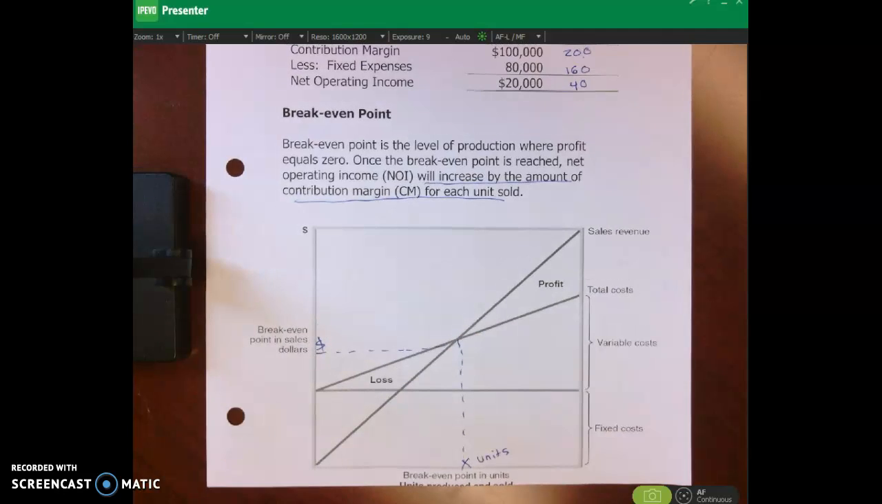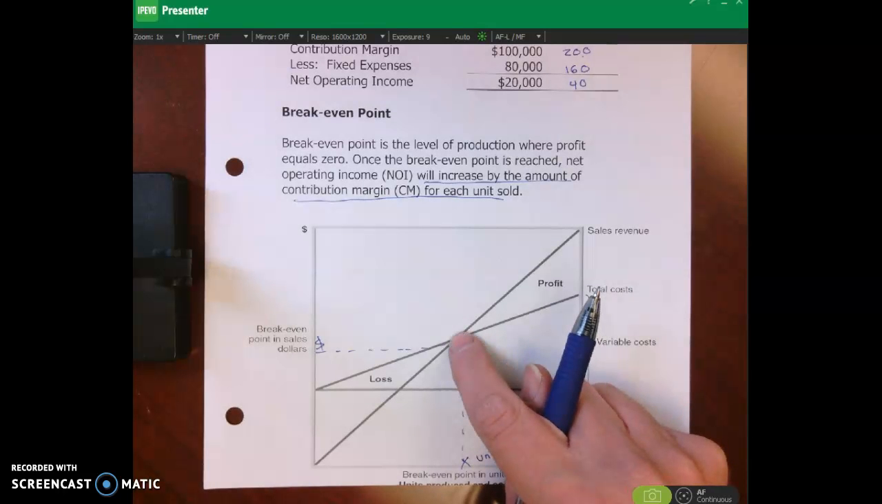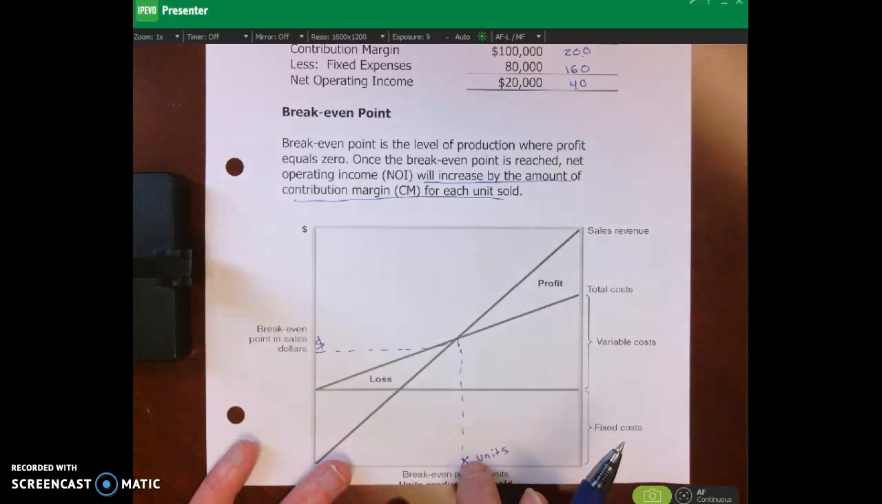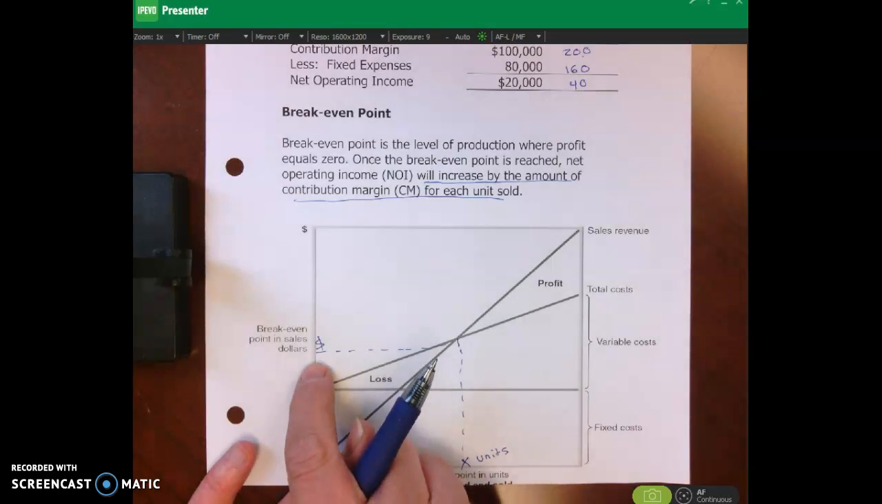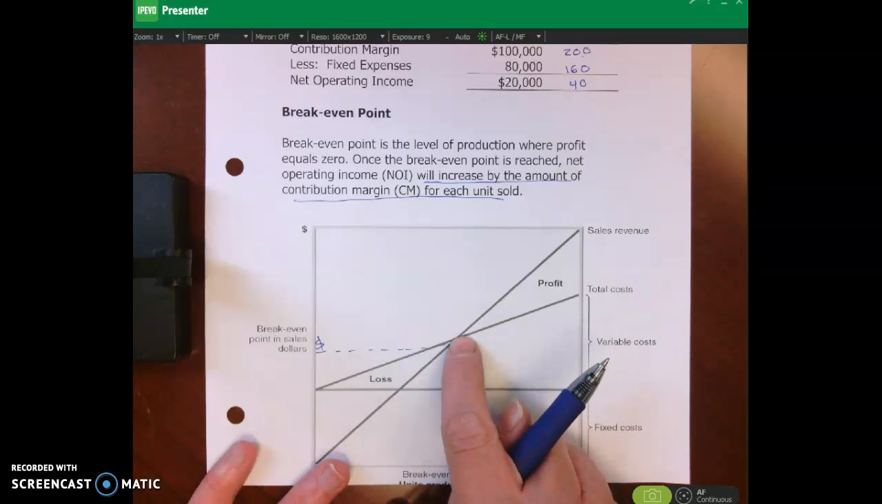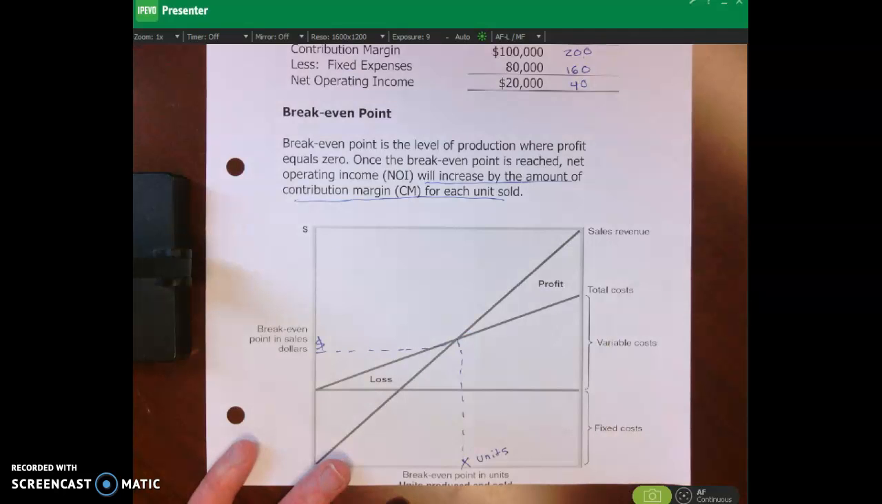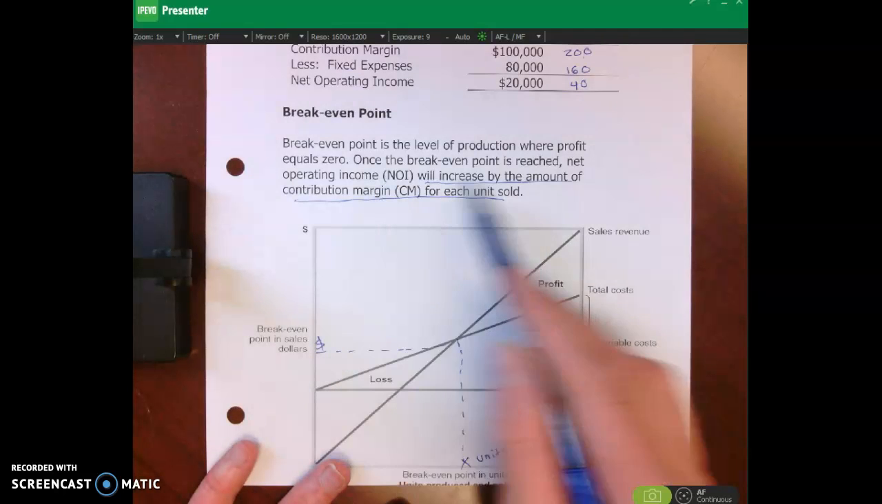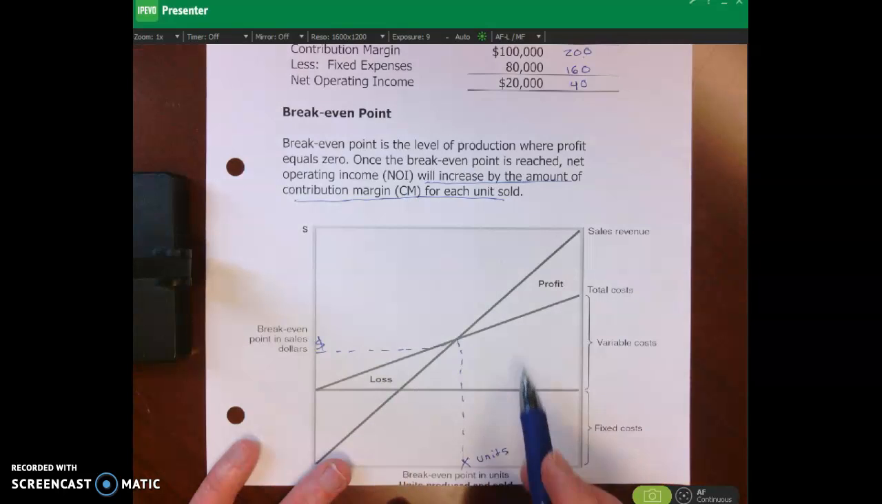So if we're just a bike shop in downtown Fredericksburg, we could say we need to sell 500 bikes to cover all of our variable costs and all of our fixed costs. Or we could say we have to have $500,000 in sales dollars to cover all of our variable costs and all of our fixed costs. So that's the concept of break-even. Now the second part says that net operating income will increase by the amount of contribution margin.